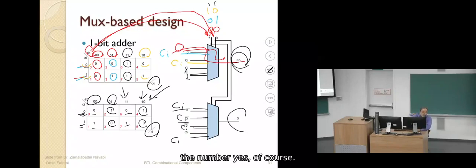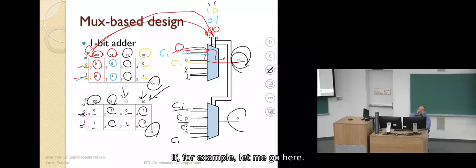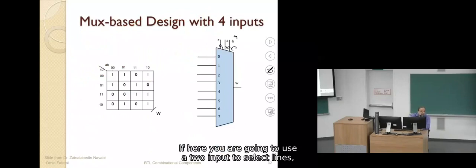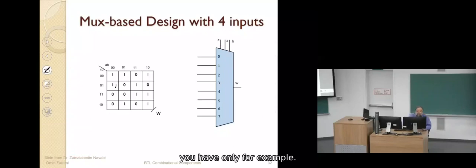Yes, of course. Because then we can build a very simple circuit. If here you are going to use 2 select lines, then when A and B are both 0, you have something like this, and you don't know what to connect there. You have to build a logic, for example, C or D, but it is hard. But when you put 3 select lines, then you have only this, and this is very simple.